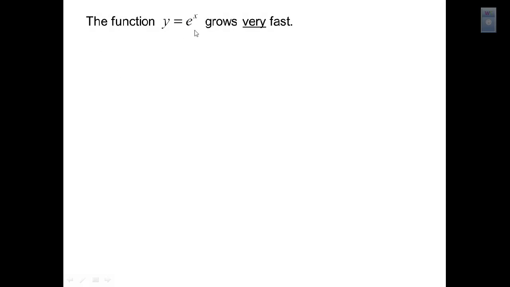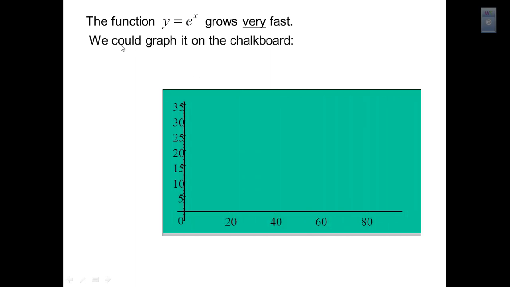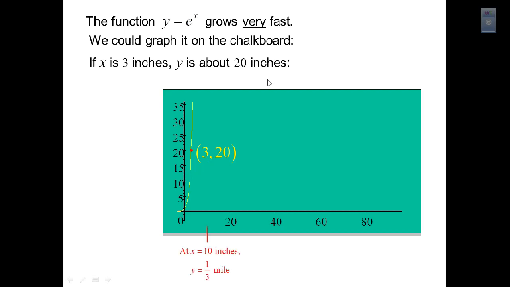Now, the function y equals e to the x grows very fast. We could graph it on the chalkboard, and if we did, we would find that if x is 3 inches, y is about 20 inches. Now, at 10 inches on the x-axis, so if x equals 10, y equals 1/3 of a mile. That's a lot of inches.